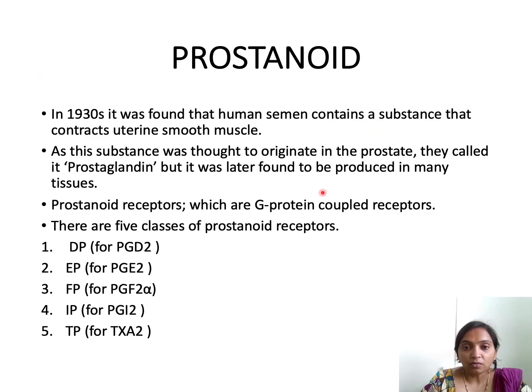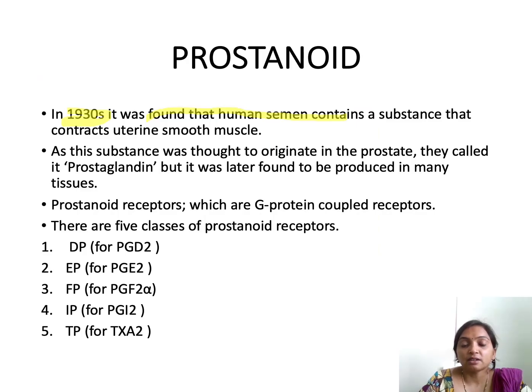These prostanoids, in 1930, were thought to be a substance present in human semen. That is why they called it prostaglandin. They thought it was obtained from the prostate, but later it was seen in many tissues. Then they understood that it is not only from the prostate.